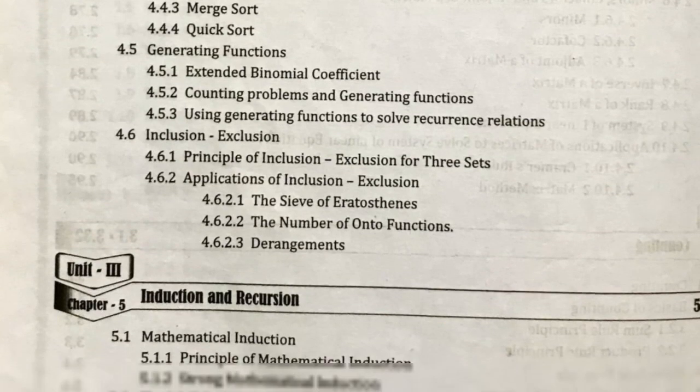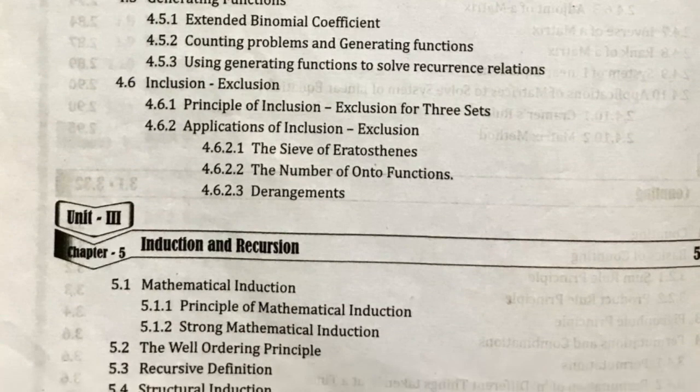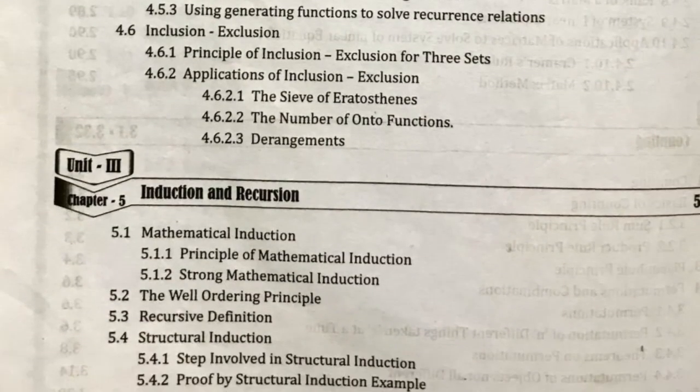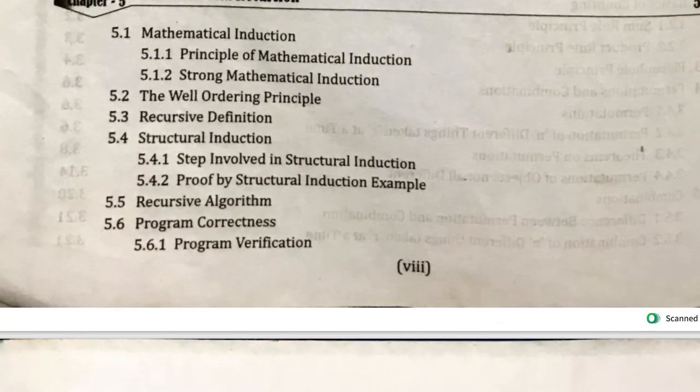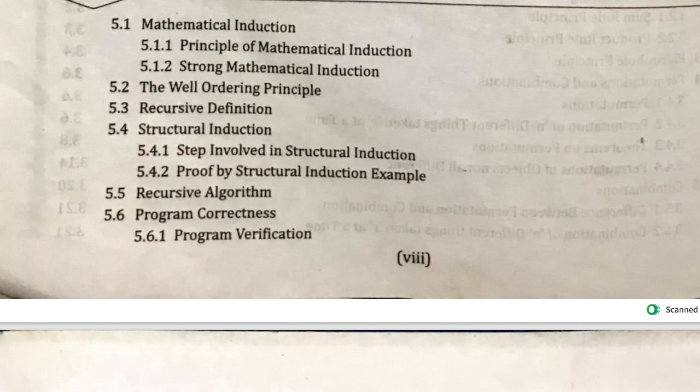Then generating functions: we have extended binomial coefficients, counting problems, and generating functions. Using generating functions to solve recurrence relations and their problems. In inclusion and exclusion, we have the inclusion-exclusion principle for three sets. Applications of inclusion-exclusion will include the sieve of Eratosthenes, and then the number of onto functions and rearrangements of those functions.